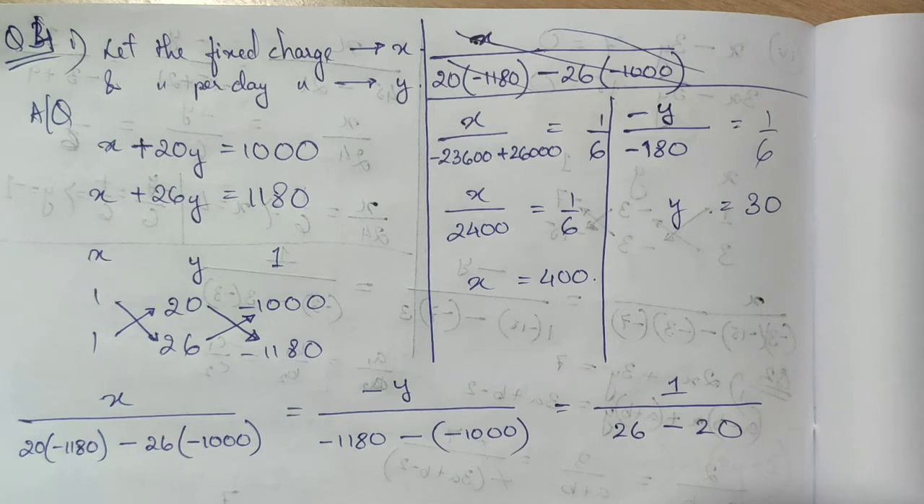And I made a mistake here. Actually, the question is saying that you can use any method. So, of course, we could have used the elimination method. It would be very easy, right? But it's okay. You have one more question you have understood with cross multiplication method, right?